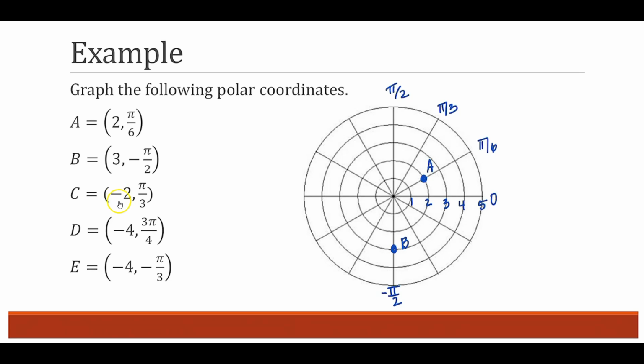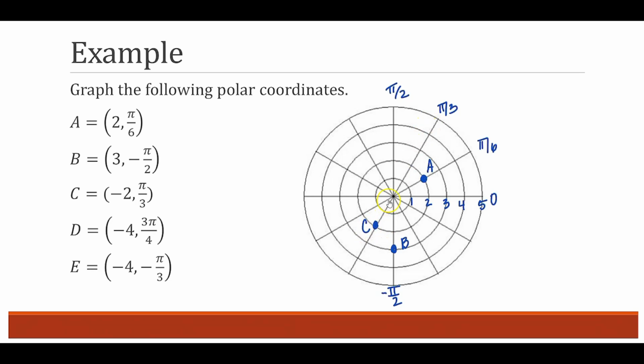We have -2, comma pi over 3. So here we're going to start at the angle pi over 3. So here it is over here in quadrant 1. However, our directed distance is -2. So instead of going 2 units, going out these 2 rings towards pi over 3, I'm going to go in the exact opposite direction. So I'm going to go 2 units away from pi over 3, landing me right here, and I'm going to label that my point C.